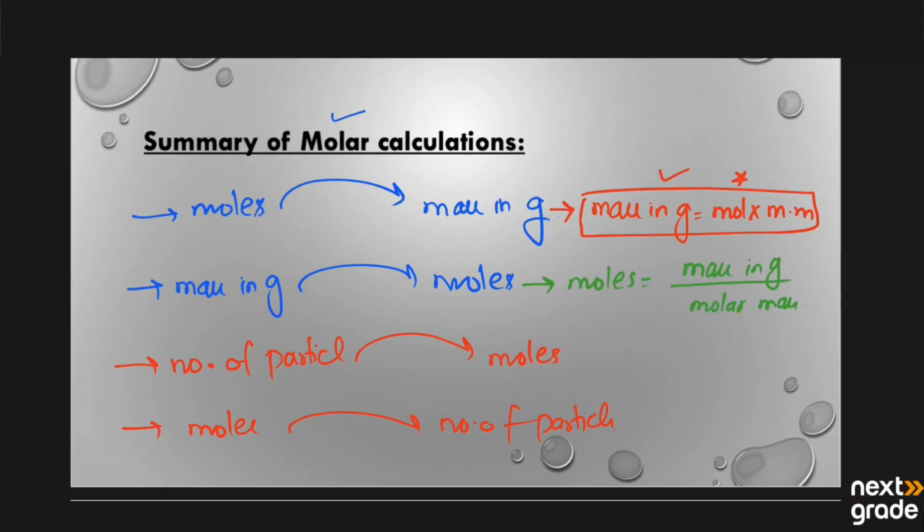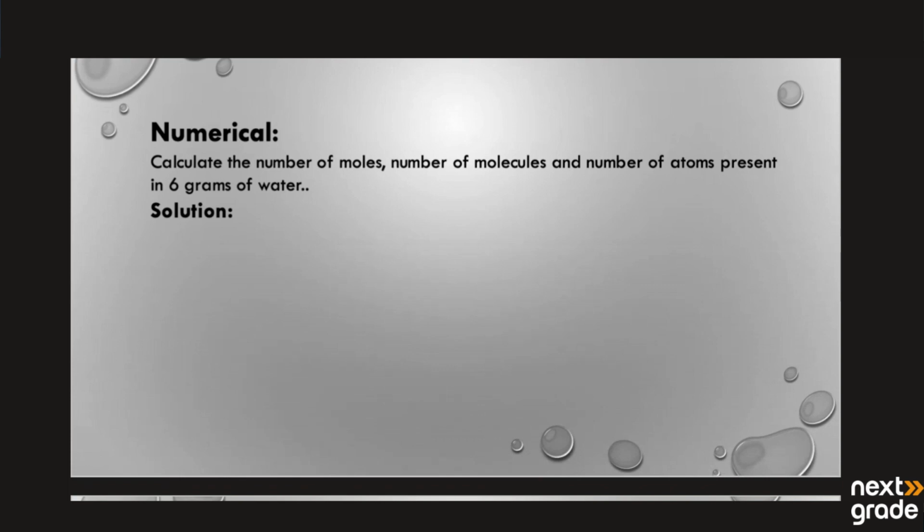Okay, next we are going to work through numerical values. The first one: calculate the number of moles, number of molecules, and the number of atoms present in 6 grams of water. We need to find three main things from that: moles, number of molecules, and number of atoms. So let's start the calculations. First of all, we need to write the given data. The mass of water is 6 grams.